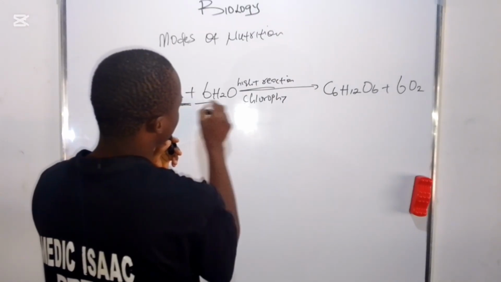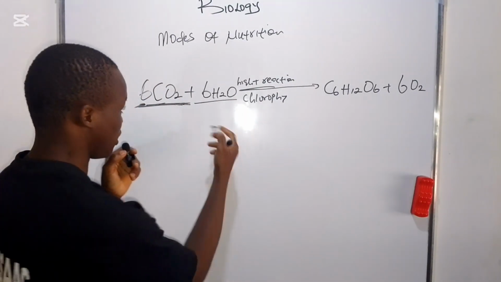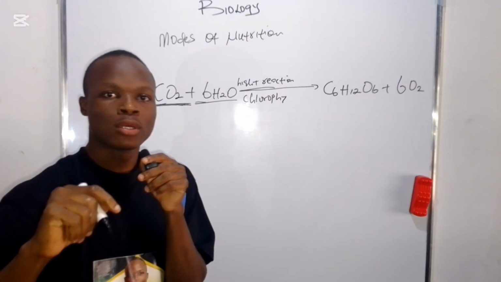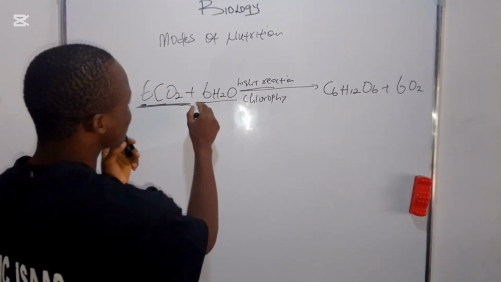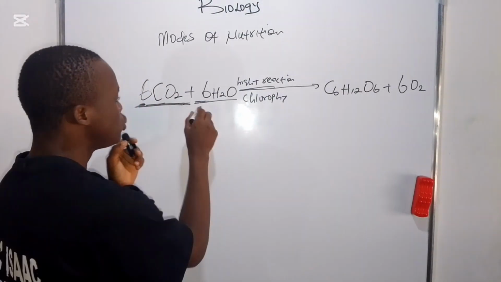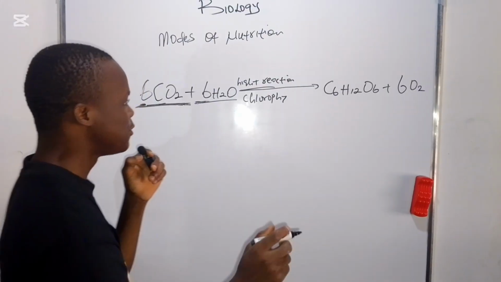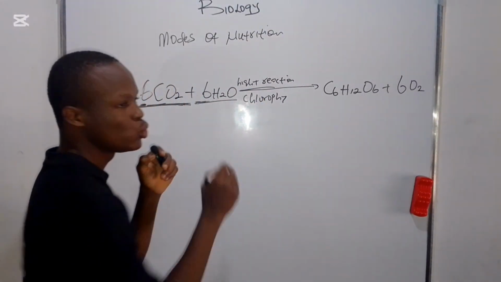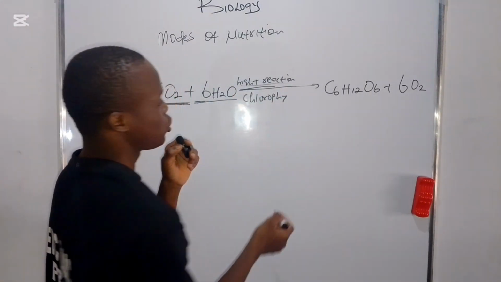Now we come to H2O. We all know that this is water. The source of this water is the soil, and it enters the root through the root hairs via osmosis. It's very important we note it. It enters the root hair via osmosis. Now, this is just the light reaction.